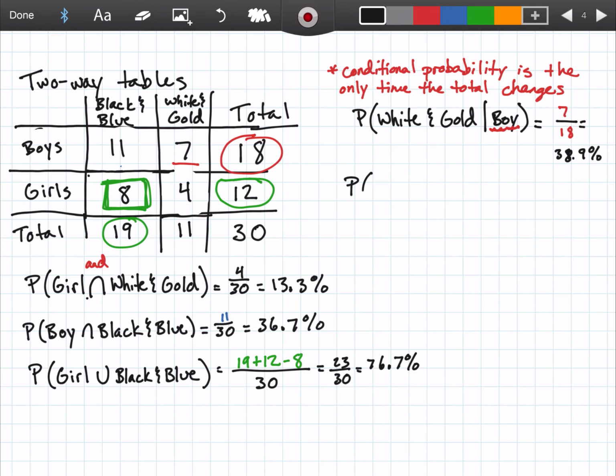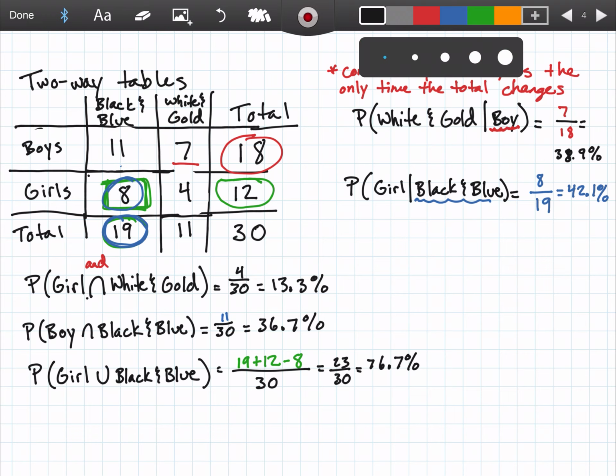Let's do another one. Let's do the probability that someone is a girl given that they see a black and blue dress, aka given the fact that they are correct. This is going to be my total here. So how many people see black and blue? 19. Well, out of those 19, how many are girls? 8. So I get 8 out of 19. So we get 42.1%.